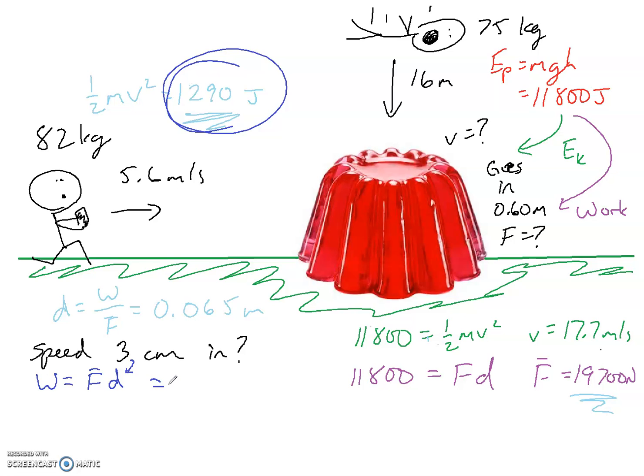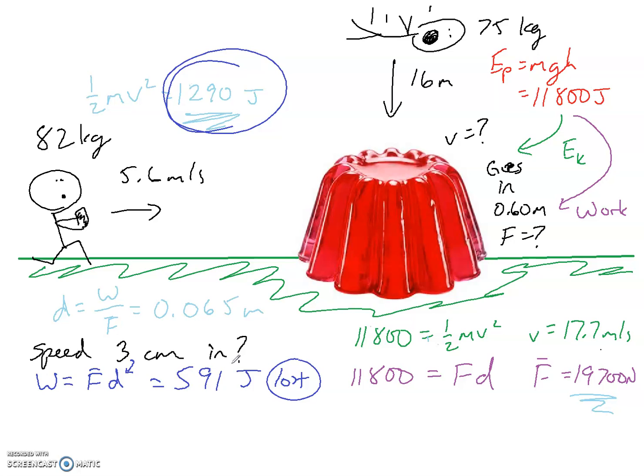And we can find out how much work was done on the runner while he's going into the jello. So we've got the average force. That still hasn't changed. That's still 19,700. And we'll just keep it nice and constant to make things easy. We'll multiply that by the distance of 3 centimeters. Make sure you convert that into meters. And we can see that the jello would have done about 591 joules of work to slow him down. So this is energy that is lost to the jello. So it came in with 1290. Jello did about 590 joules of work on him to slow him down, which means we can subtract the two to find out how much energy he actually has left.